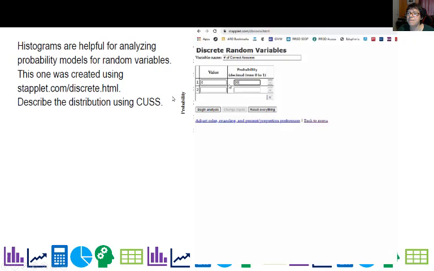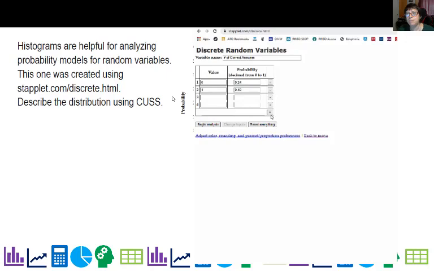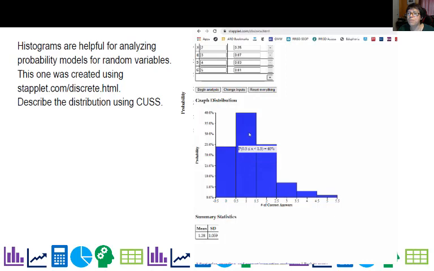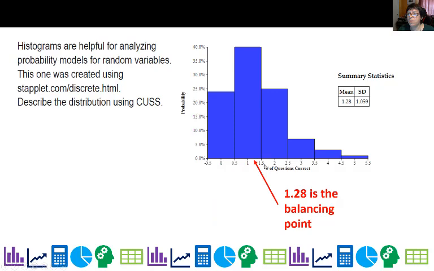You'll notice it only starts with two rows, so you have to hit that plus button to add extra rows. Since we have six outcomes, I actually had to add a couple of rows. And then once I'm done, I click on begin analysis right there. You can see the graph, and I'm scrolling down here. If you float over the bars, it will show you the percentages in each bar, and you have the mean and summary statistics at the bottom. Now it's easier to see the mean is 1.28, which is what we calculated, so that's good. That's kind of the balancing point.